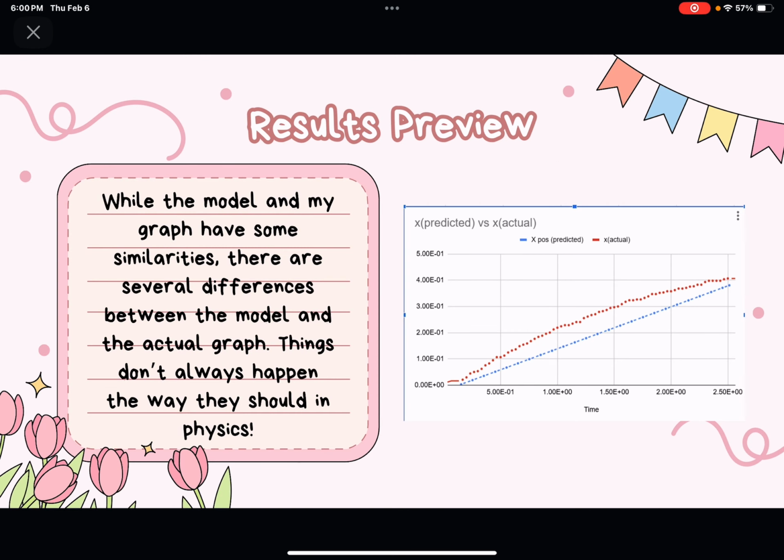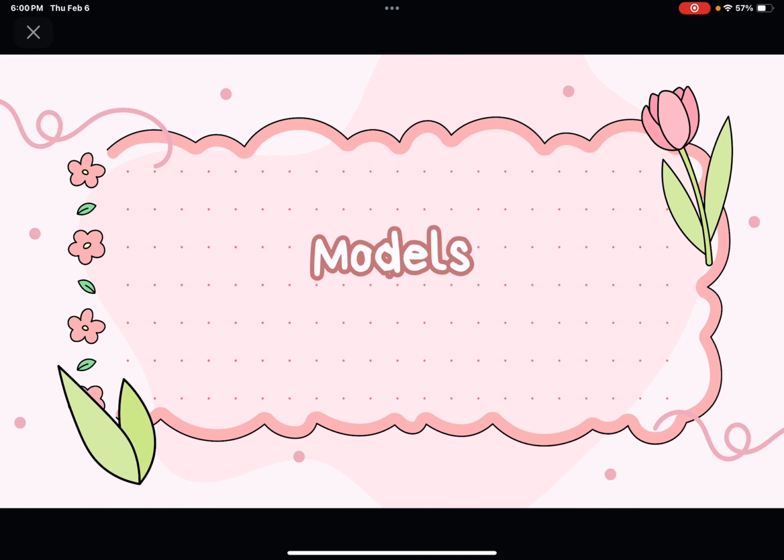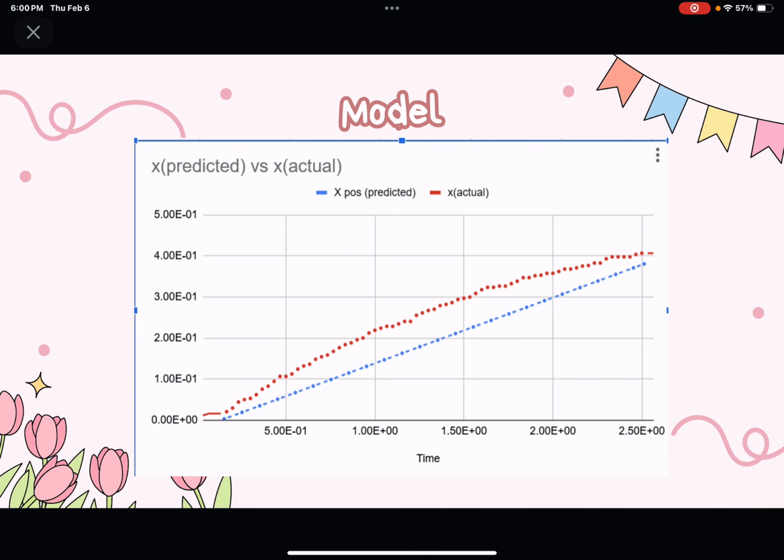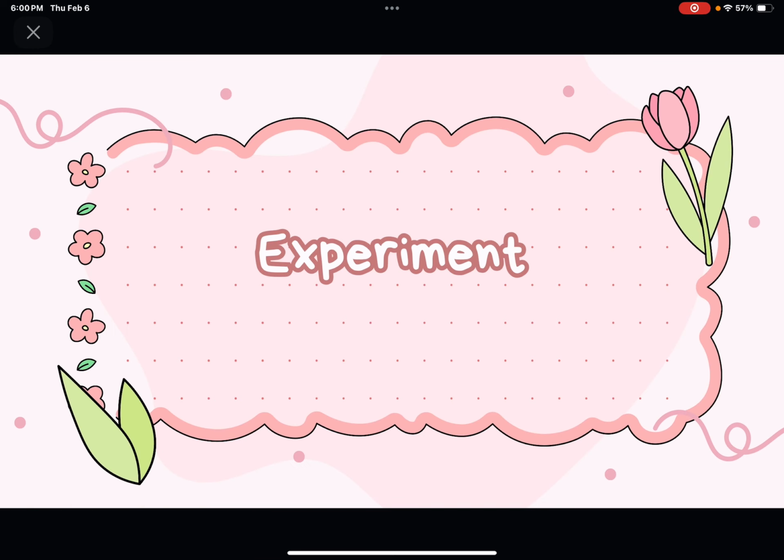Here's a preview of my results. You can see that while the model and the graph are very, very similar, the predicted is a little bit different than the actual because there's no way to minimize all outside forces in the physics lab. So here are the models that I got. You can see a close-up of the graph that we used, and that was the overall model. You can see the x position predicted and the x actual and the slight differences between both.